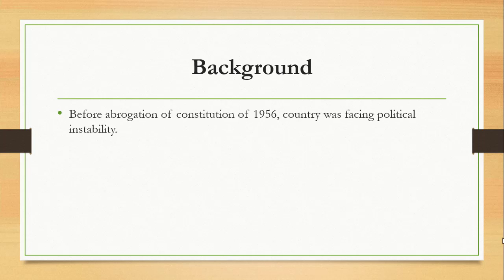So dear students, before abrogation of the Constitution of 1956, the country was facing political instability. Major reasons for political instability were continuously changing prime ministers. From September 1956 to October 1958, in these 2 years, 4 prime ministers were changed.